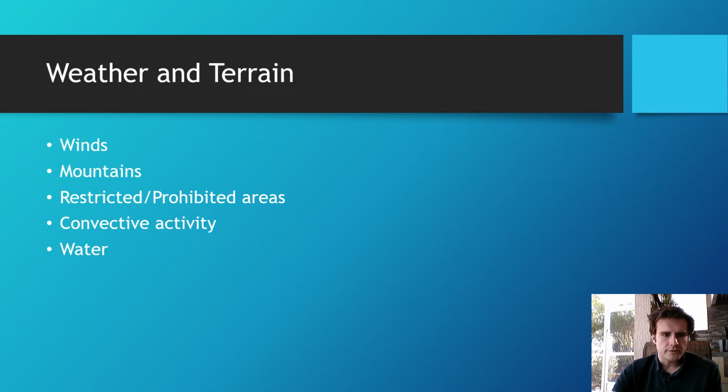Convective activity. If you know there's a low pressure system along your route of flight, and you've got convective outlooks or active convective segments, you can go ahead and make your flight plan to avoid the bad weather. As well as flying over water.